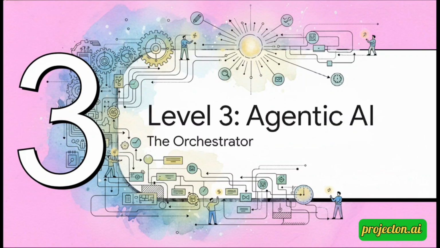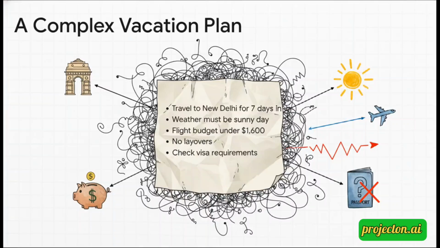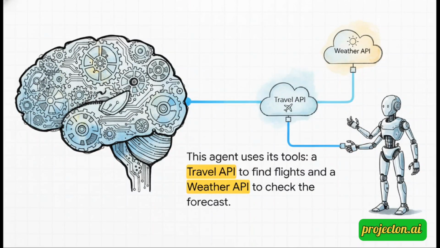This is the orchestrator, the project manager of the AI world. I mean, just look at this request. This is not a simple task anymore, right? This is a whole goal, and it's full of tricky constraints. We've got dates, a strict budget, a weather requirement, and you gotta check on visa rules. Our little flight booking agent from level 2, it would totally fail at this. So how in the world does an agentic system handle this?